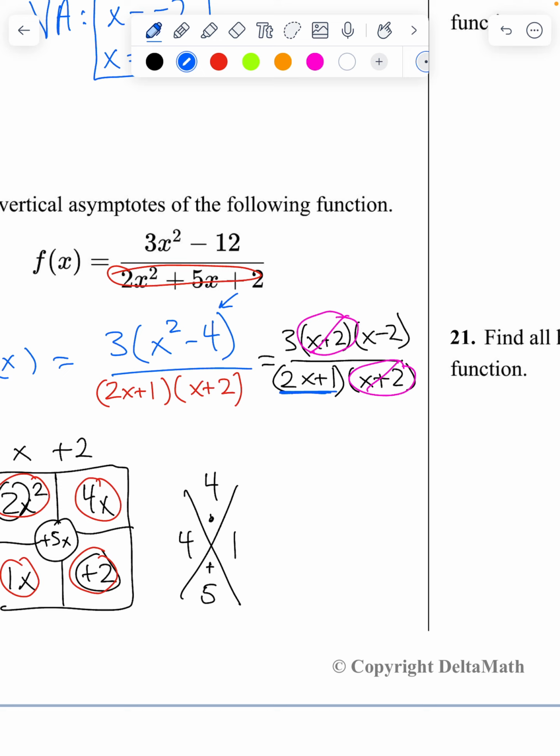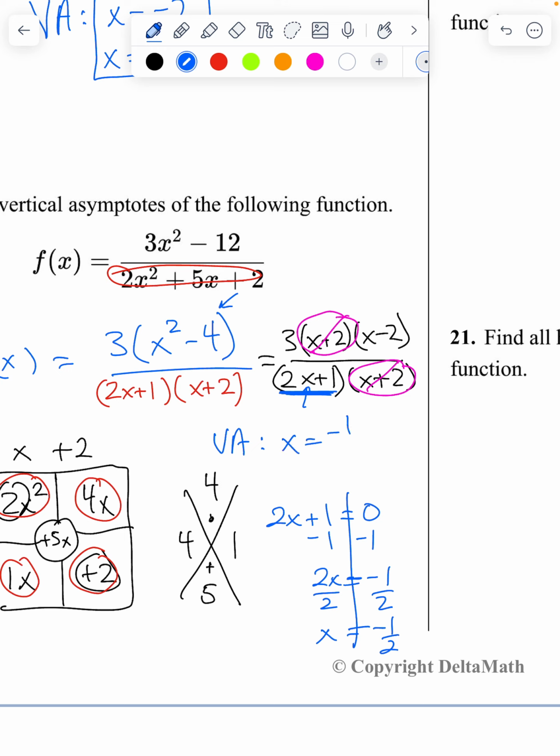So what I need to do is find the vertical asymptote. I need to just figure out what number I would have to put in for x to make this thing right here 0. A cheap way to do that is just say 2x plus 1 equals 0, and then solve for x. So do -1 minus 1, 2x equals -1, divide by 2, divide by 2, x equals -1/2. And that is my answer for my vertical asymptote. So there's only one.